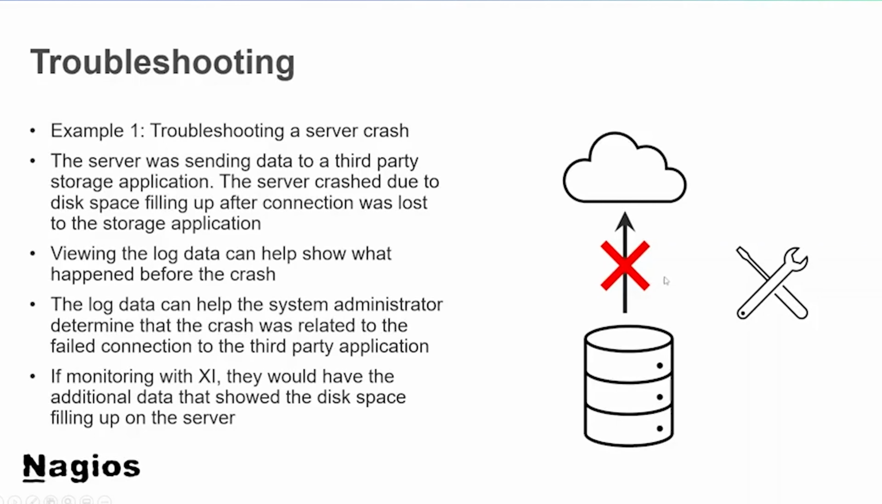So it may help them realize that they need to repair this connection here to the third-party application. And if they were monitoring the server disk space with Nagios XI, they would have had the additional data that showed the space was filling up on the server before the crash. They might have been able to go into action before the crash occurred to help fix that issue if they had seen that data from XI too.